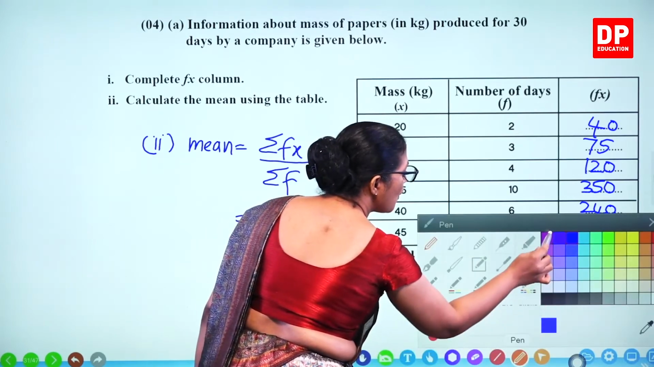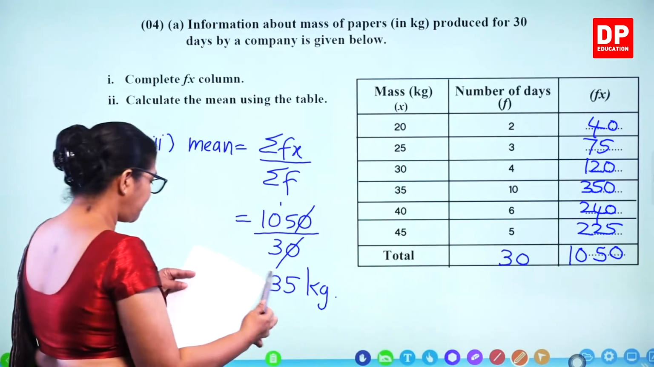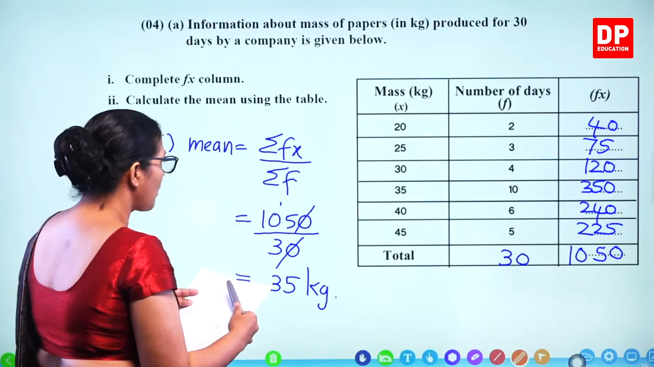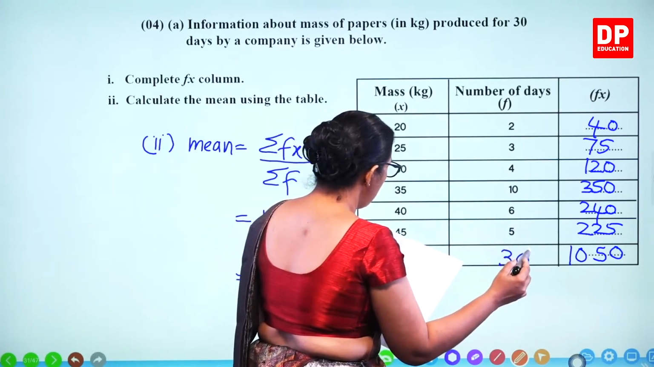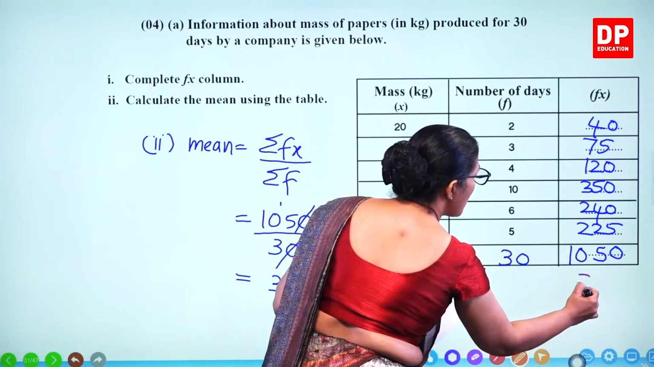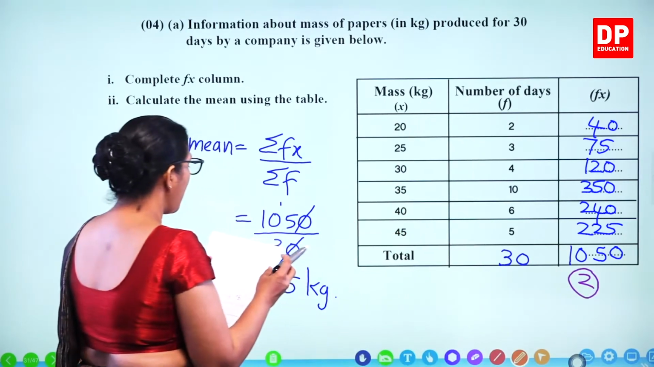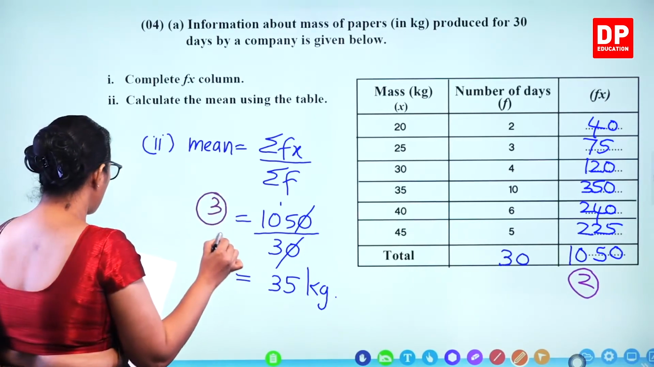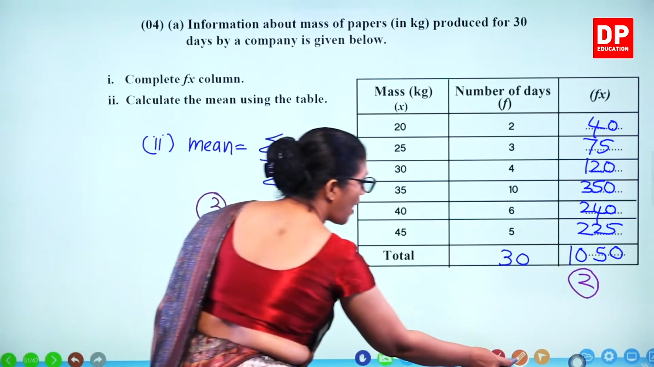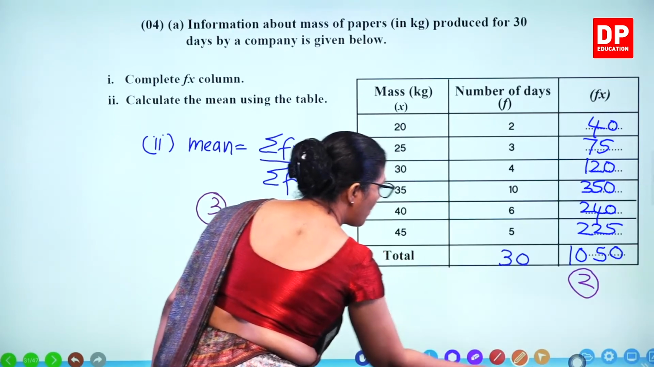So how many marks for that one? So first part, calculating the FX column, and you are getting 2 marks for that. And calculating the mean value, so 3 marks altogether. 5 marks for part A. Let's do part B.